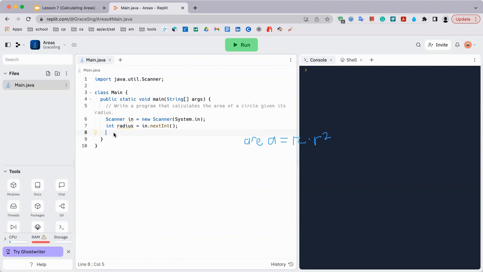So our area here, we can take two approaches. One is where we print out the part that doesn't include pi and then the pi symbol, or we can print out the total value of pi times r squared. So let's try the first approach first. And here my area would simply be an integer. And this is going to be equal to r squared. So just radius times radius.